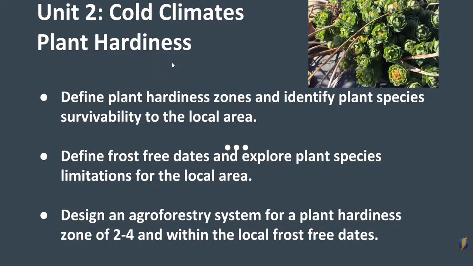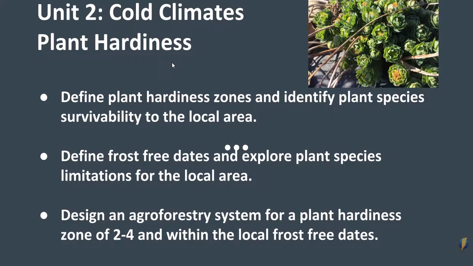One being define what hardiness zones are, and figure out what plants survive in the local area, and that's key to at least understanding what's going to survive here. Maybe not thrive, but at least survive. So then we talk about frost-free dates and explore plant species limitations for the local area.